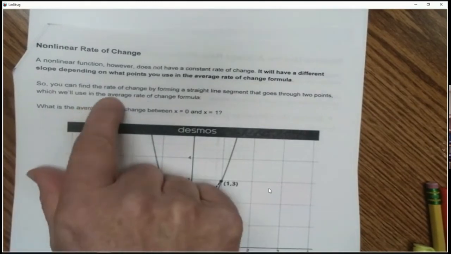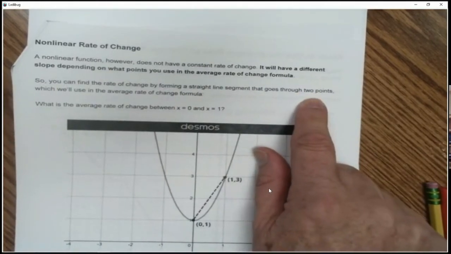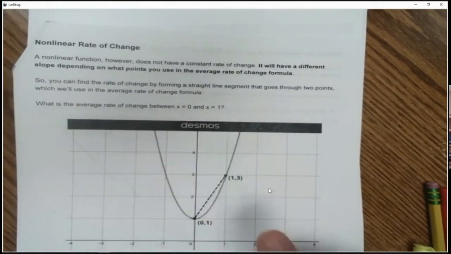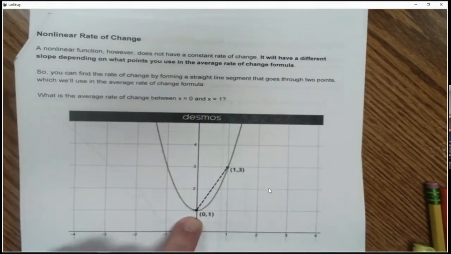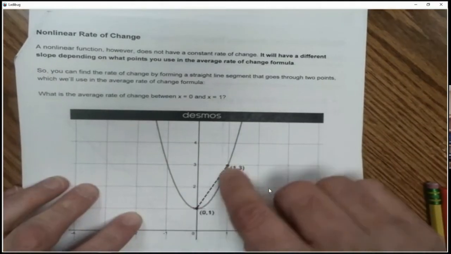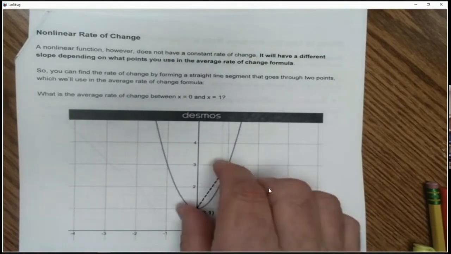So you can find the rate of change by forming a straight line that goes through the 2 points that you want to check. So here, what is the average rate of change between x equals 0 and x equals 1? We make a point where x equals 0. We make a point where x equals 1. We draw a straight line and we find the slope of that line. And that gives us the average rate of change.